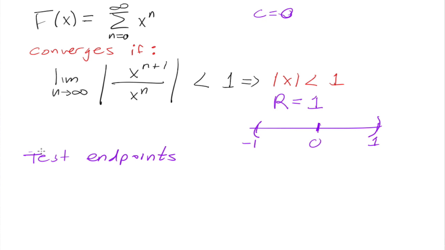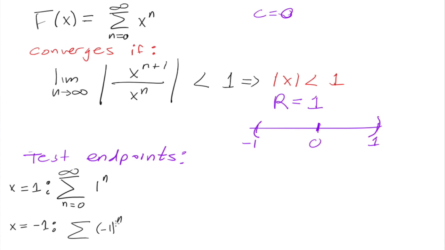This one we don't have to test. Why do we not really have to test? So we would basically say, okay, well, I don't know what happens when x equals 1 and when x is equal to -1. And you plug them in and you figure out whether it converges. So here this is the sum of 1 to the n, n equals 0 to infinity. And this is -1 to the n, n equals 0 to infinity.